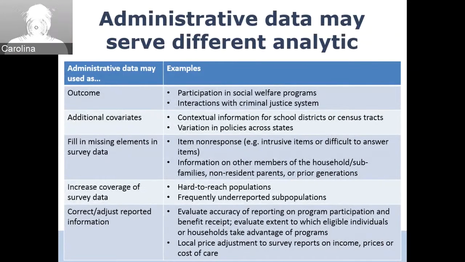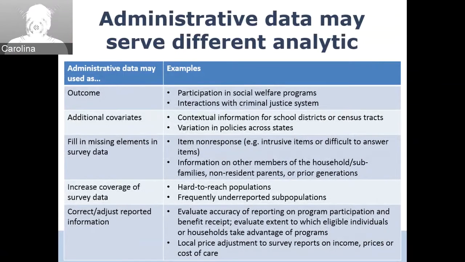The other reason where you may use administrative data is as an additional covariate. A typical example here is that you use administrative data for contextual information, for school districts or census tracts, or variation in policies across states. Some of this contextual information may already be included in your survey data file, and some of it may not. For instance, in the NSCCE public use files, we have added what we call the community characteristics, which are based on ACS data from the American Community Survey on the areas where providers are located. So that's already available in the data file.